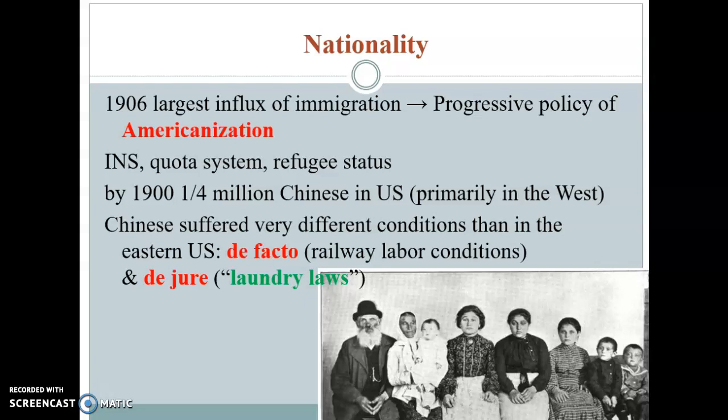But that's a matter of fact, that's what de facto means, as opposed to de jure, which is where the law gets involved, and law creates discrimination against these people. In terms of the Chinese, these are sometimes called the laundry laws, which we're going to turn our attention to now.